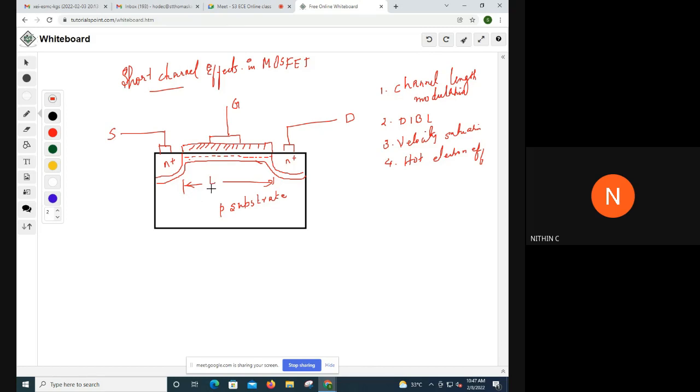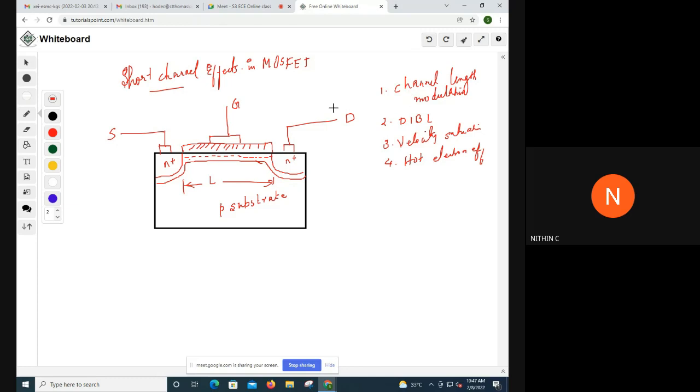So we cannot increase the length of the channel to a much greater value. Always we will try to make use of a device which is having a very short channel. So അങ്ങനെ short channels use ചെയ്യുമ്പോൾ it will have some effects on the different parameters of the MOSFET. ആ ഒരു എഫക്ട്സിനാണ് നമ്മൾ ഷോർട്ട് ചാനൽ എഫക്ട്സ് എന്ന് പറയുന്നത്. അങ്ങനെയുള്ള എഫക്ട്സ് ആണ് ഈ ചാനൽ ലെങ്ത് മോഡുലേഷൻ, ദെൻ DIBL, വെലോസിറ്റി സാച്ചുറേഷൻ ആൻഡ് ഹോട്ട് ഇലക്ട്രോൺ.